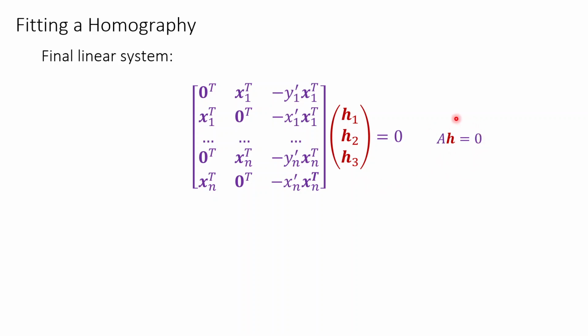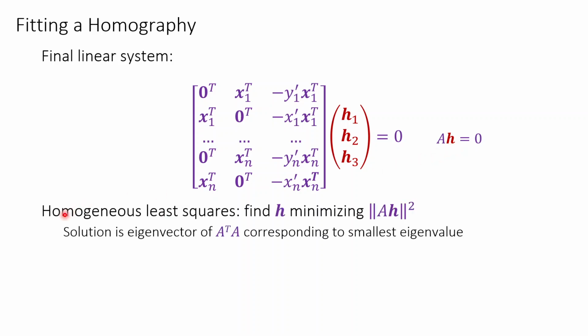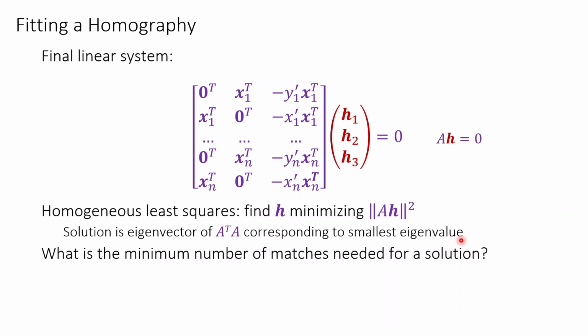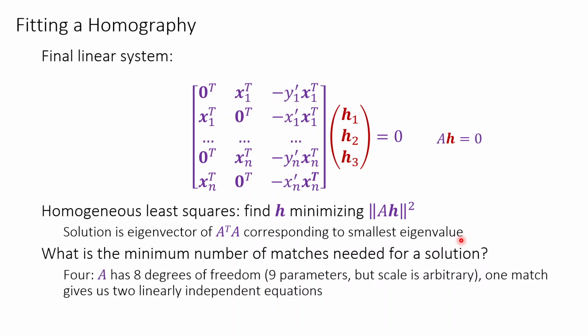So an obvious solution is all zeros for h. If you put all zeros for h, you get the so-called trivial solution, but that's not what we want. To solve it, we have to do homogeneous least squares. That means find h minimizing the norm of Ah squared. The solution is the eigenvector of A transpose A corresponding to the smallest eigenvalue. We can use SVD to solve this. There we can assume that the norm squared of h is equal to 1 because we can arbitrarily set a scale.